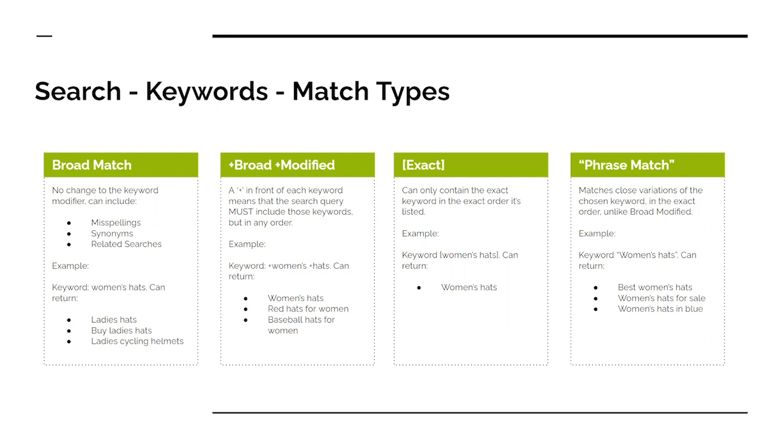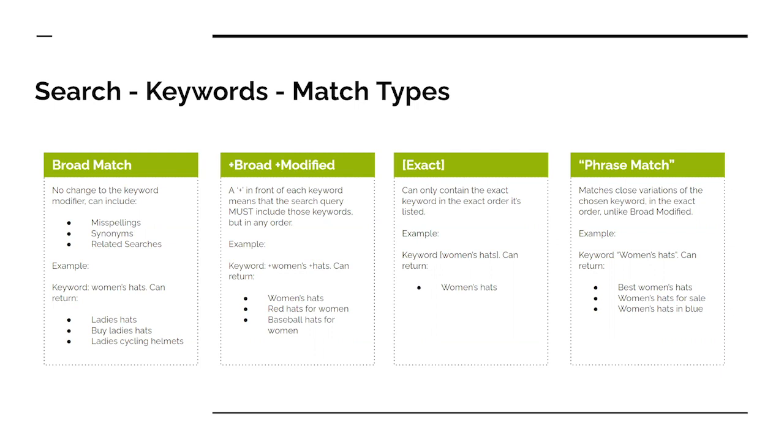So when we're building out a campaign with the keywords, there are 4 different uses of the keywords. So we have broad match, which is where there's no change. It includes all misspellings, synonyms, and any related searches. So an example here that I've put is that the keyword might be women's hats. Someone could search ladies' hats and still see your ad, even if the keyword is women's hats. They could see ladies' cycling helmets as another example of that, because it's related.